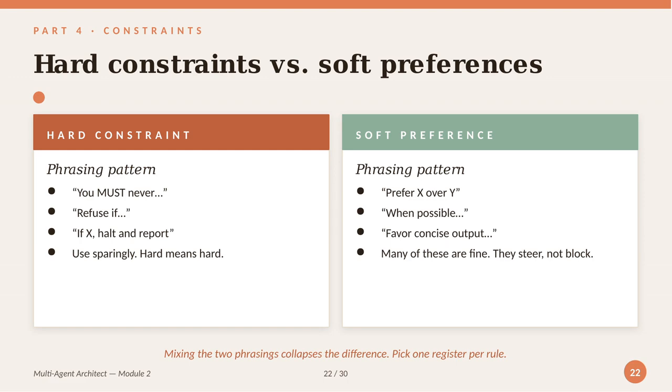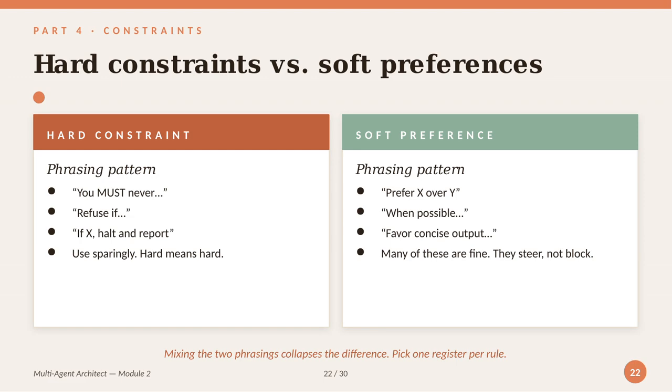Hard constraint phrasing: capital letter MUST and MUST NEVER. You must never delete a file without confirming. Refuse if the user asks for credential storage. If the input contains personally identifiable information, halt and report. Use these sparingly. Hard means hard. 5 hard constraints in a system prompt is a lot. 20 hard constraints in a system prompt is noise. The model picks 2 to enforce and waves at the rest.